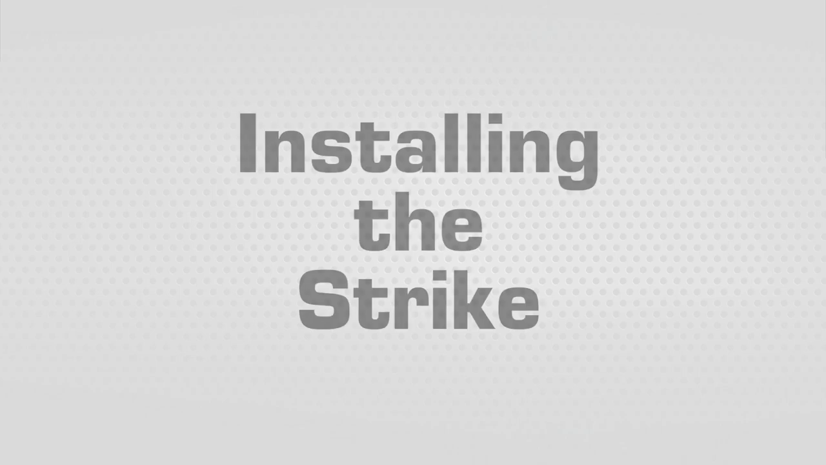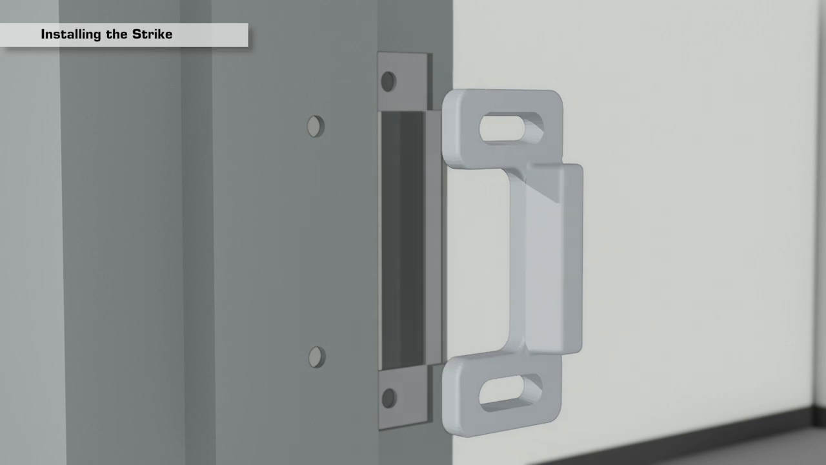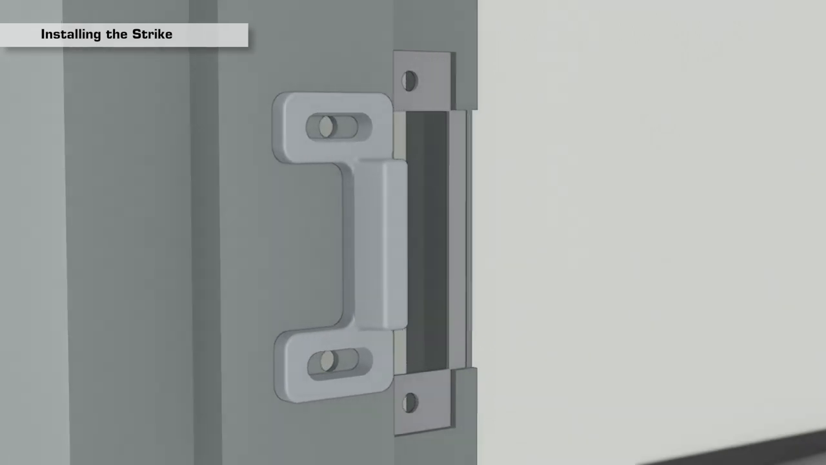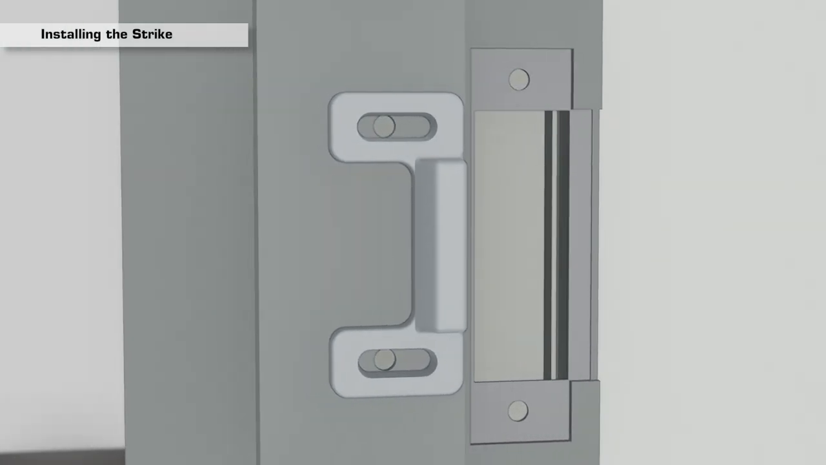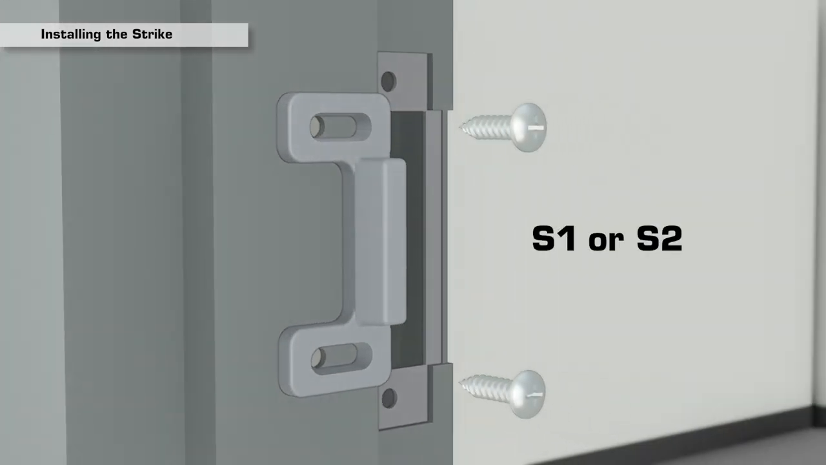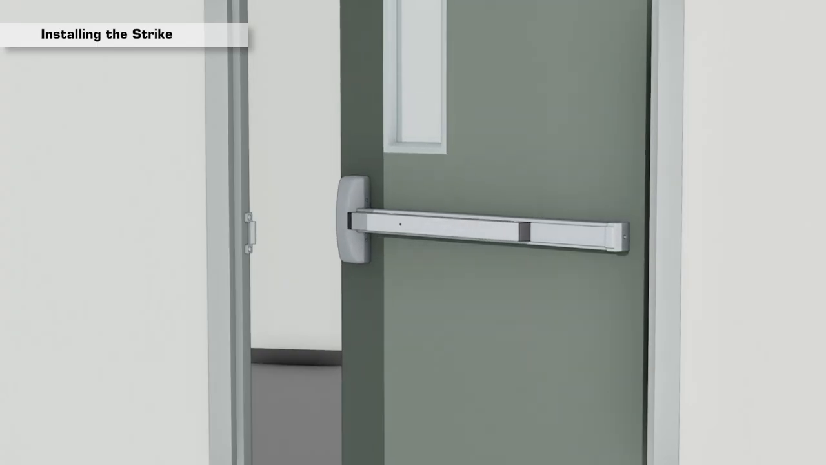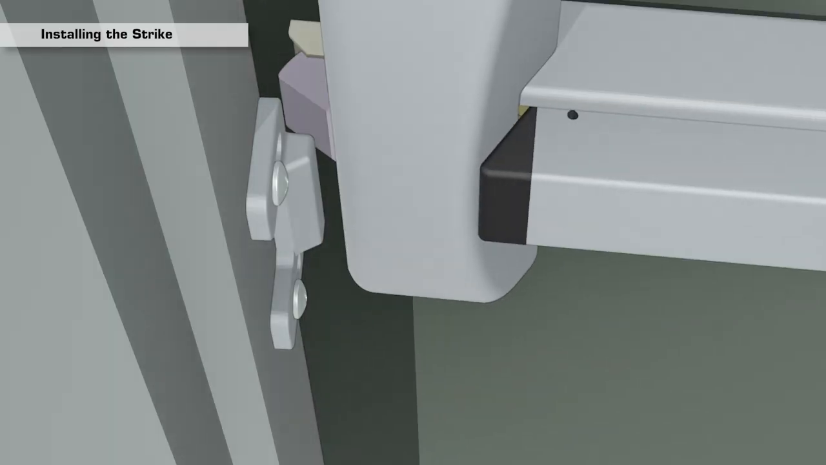Installing the strike, align the slots of the strike using the previously drilled holes and align the outside edge of the strike with the outside edge of the doorstop. Secure using two S1 or S2 screws. Close the door to verify that the latch extends properly.